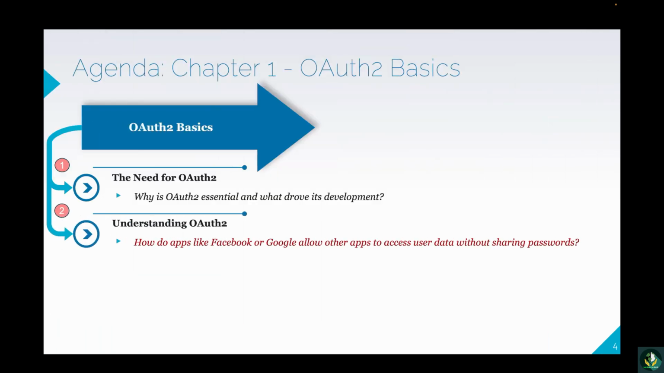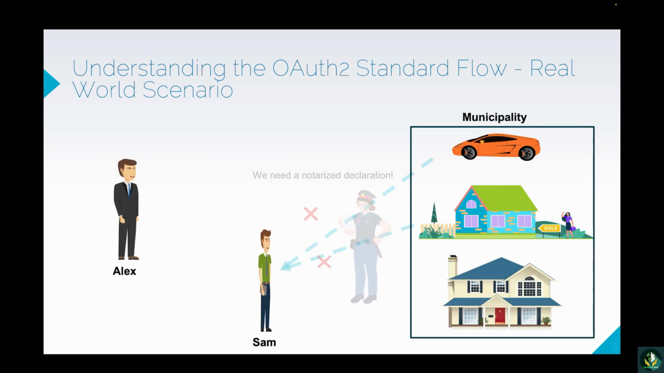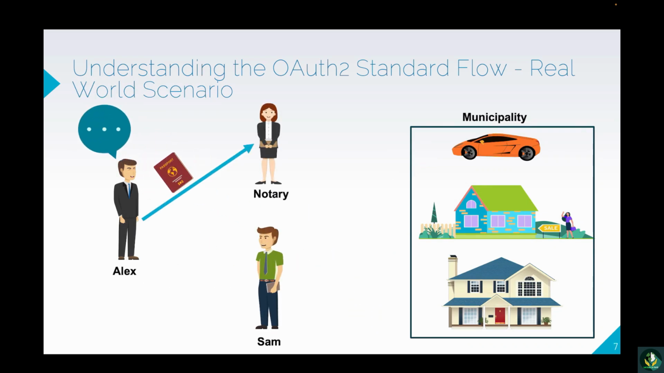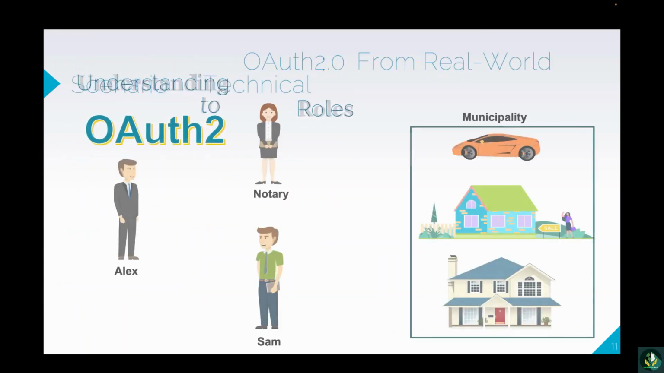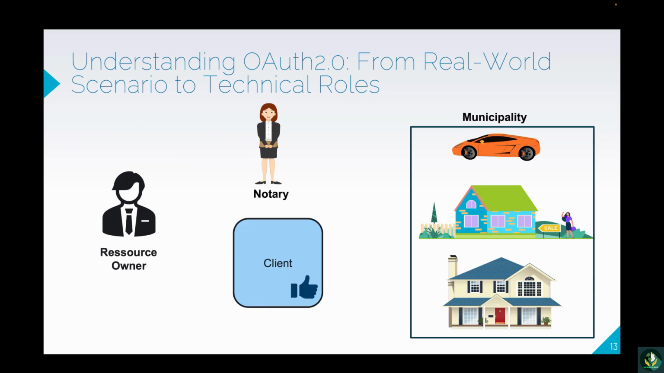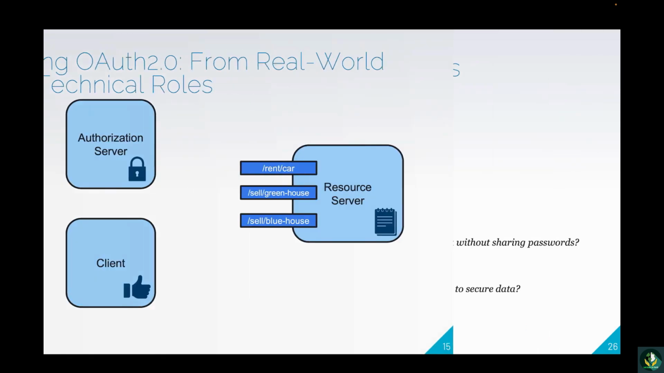Next, we will look at how applications like Facebook and Google use OAuth 2 to let other applications access user data securely. We will walk through a real-world scenario that will guide us into understanding the standard OAuth 2 flow and its roles. Then, we will identify the key players in OAuth 2 and see how they collaborate to secure data. We'll map the components from our scenario to the technical OAuth 2 flow and roles, understanding their responsibilities.